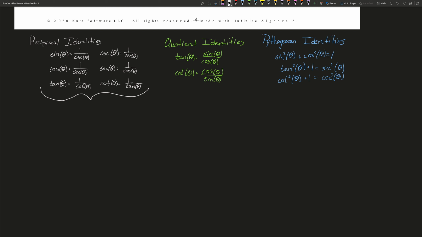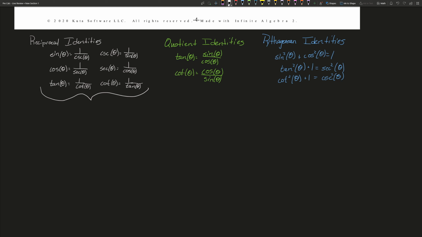Sine is the reciprocal of cosecant. Cosecant is the reciprocal of sine. That's all that first line is saying. Cosine is the reciprocal of secant. Secant is the reciprocal of cosine, and then tangent with cotangent. All of this you should absolutely know.